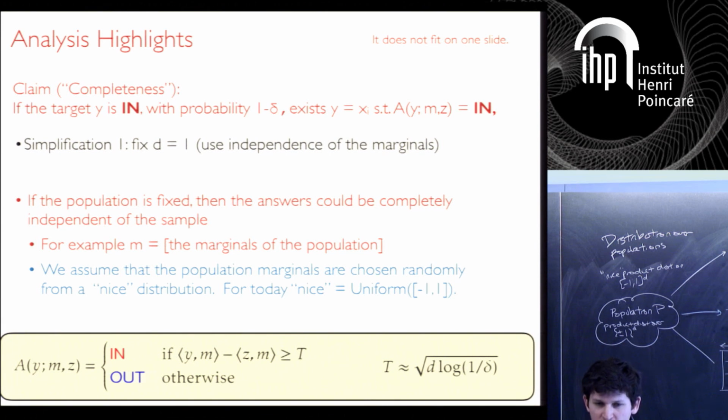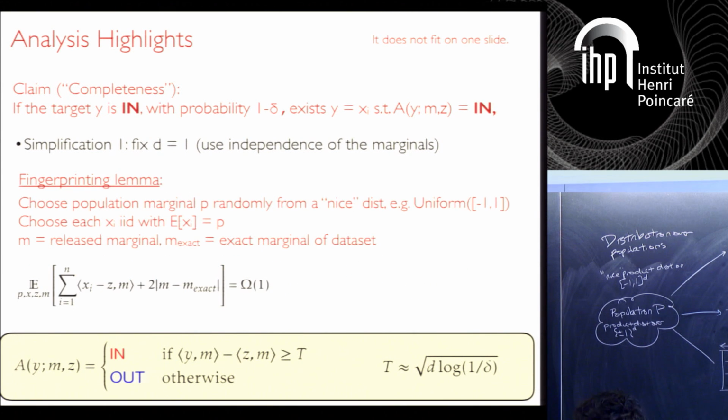This basically means that there's no mechanism that just ignores its data. You have to look at the data in order to figure out the marginal, because if you just answer some fixed number, you're not going to get a good estimate. Then what we prove is this thing that I'm calling the fingerprinting lemma, to tie it back to the fingerprinting codes of Tardos, which is basically just a nice encapsulation of his analysis.